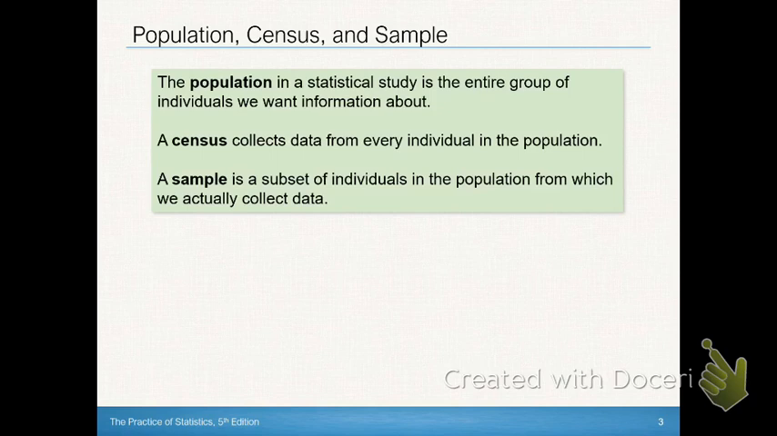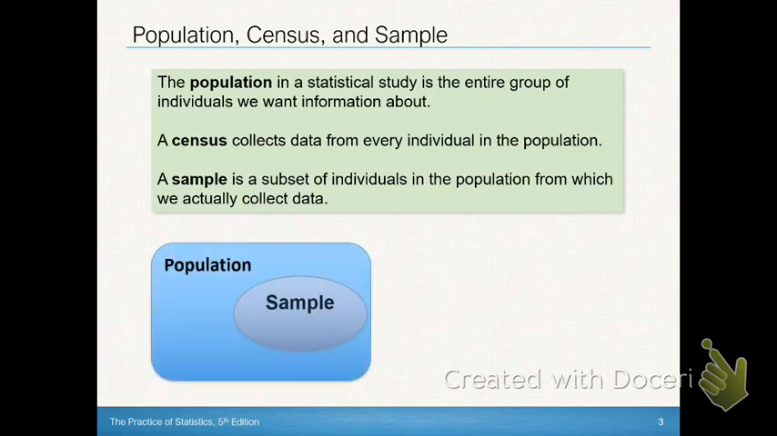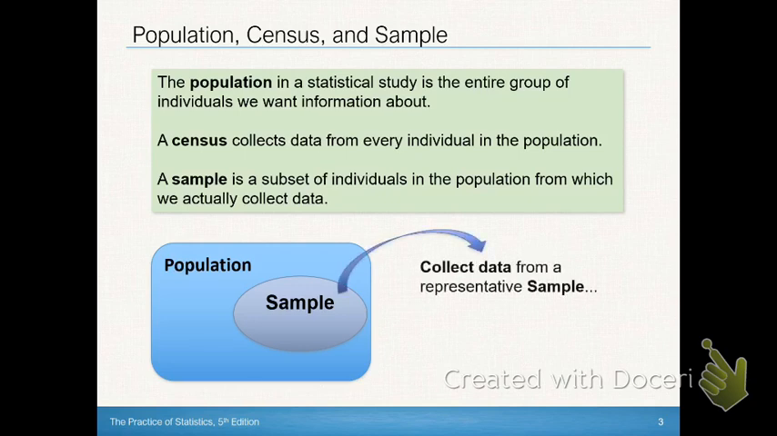which we typically don't do for many reasons, because it's pretty challenging to try to track down everybody. And then there's also a sample, which is more common, where you take some subset of the population and you want to collect information from them. So your population is the whole group, the sample is a subgroup, and we want to collect data from the sample so that we can apply the same findings of the sample to the population.